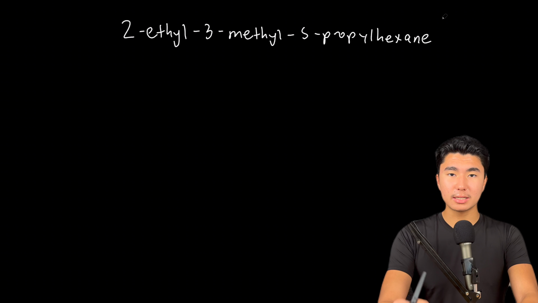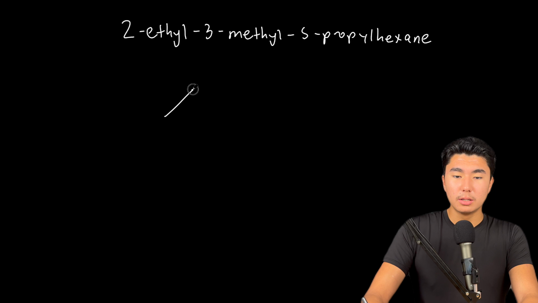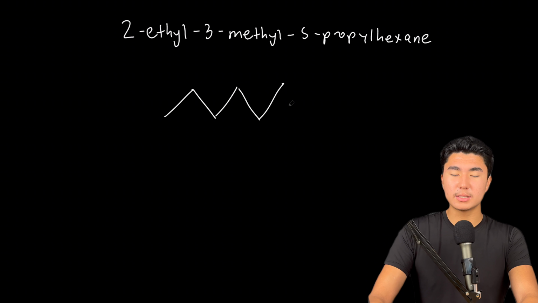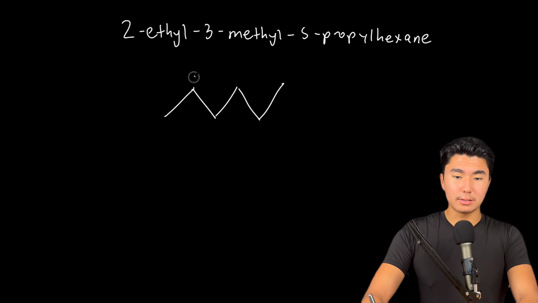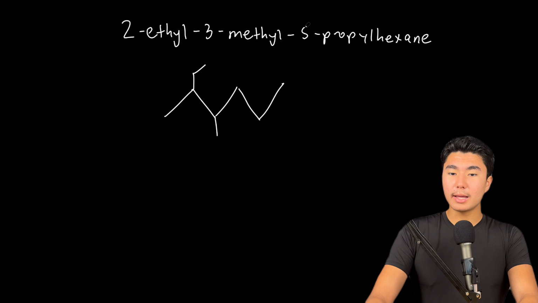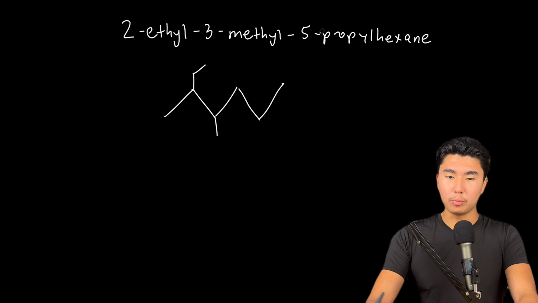So first off, we need to start with that hexane right there. Hexane has 6 carbons. So we have 1, 2, 3, 4, 5, 6. We have 6 carbons. Now we add this ethyl at our second carbon. So that's ethyl right there. We have methyl right there, and at our 5th carbon, we have a propyl. So this is 1, 2, 3, 4, 5.